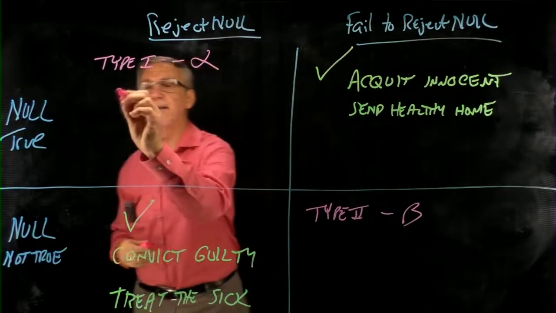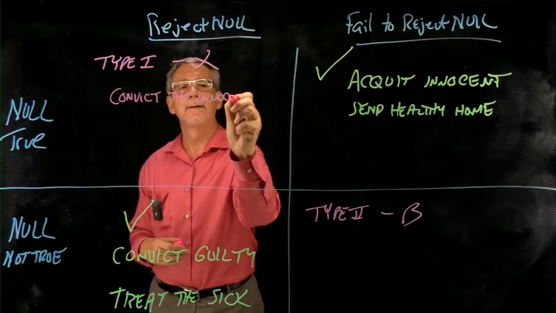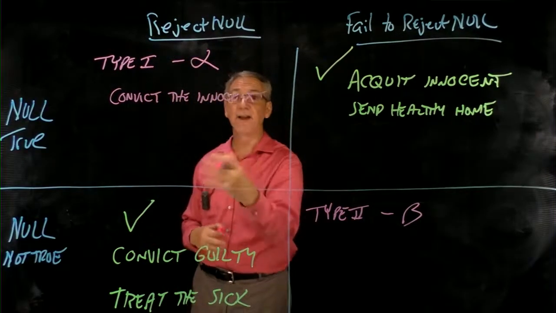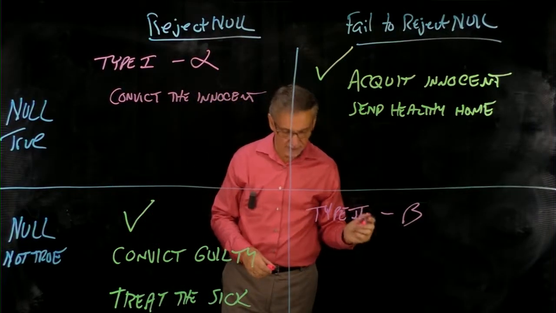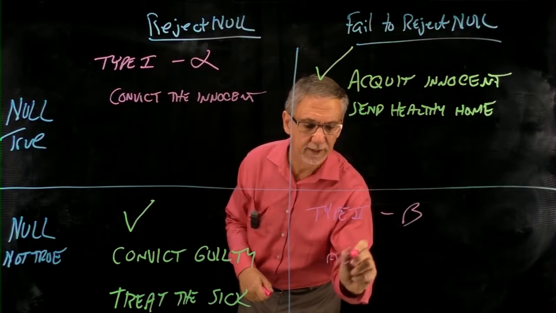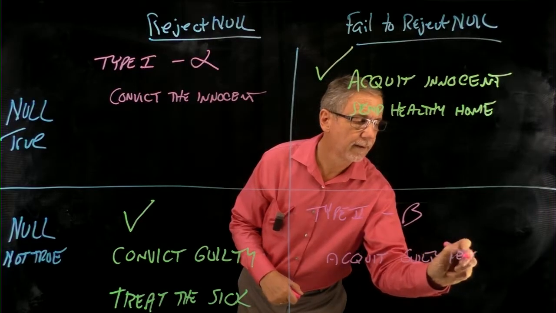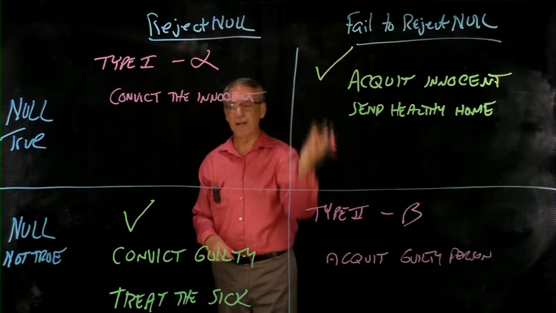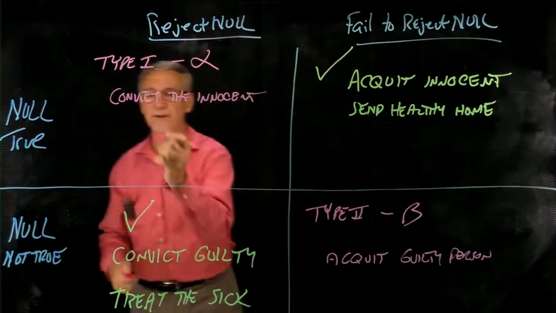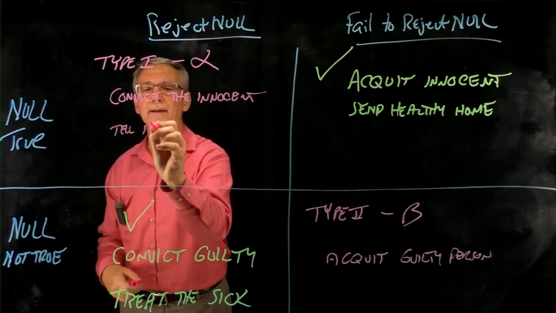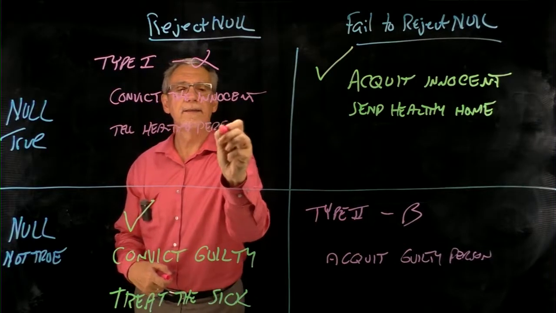So up here in this corner, we might convict the innocent. Okay, we reject the null hypothesis that the defendant is not guilty, and we accidentally convict an innocent person. In the lower corner, we could potentially acquit a guilty person. That would be bad. If we fail to reject the null hypothesis that they are innocent, we could let a guilty person go free. Likewise, we could tell a healthy person that they're sick.